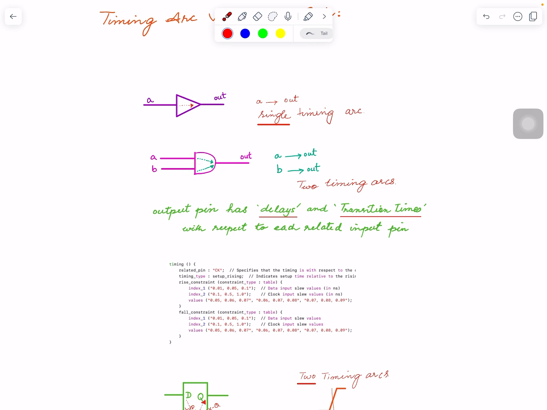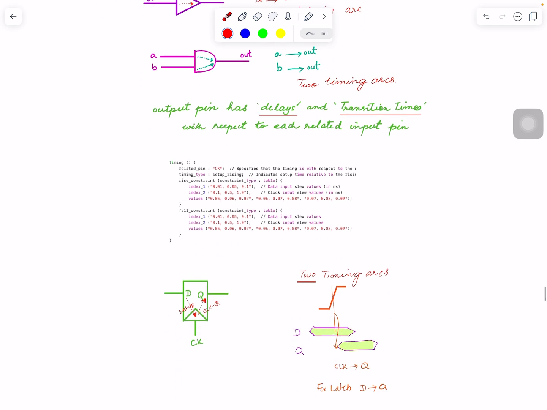And let's say there is a special cell that is combinational, but it has two outputs, and each output depends on each input. Like if there are two inputs, then there will be four timing arcs. Got that? Now in case of flip-flop, as you have already understood from my videos during CMOS, when I explained the timing concept, there is a setup time, there's a hold time.